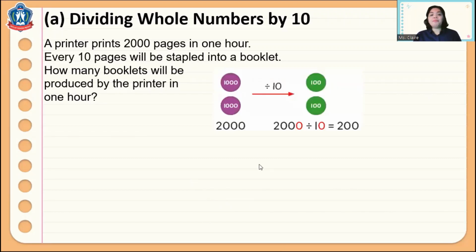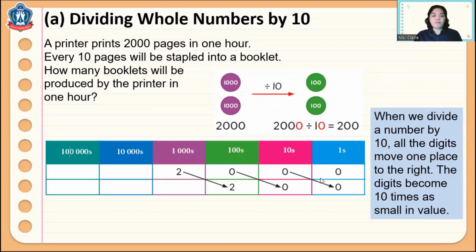Take a look here. So 2,000 we divide by 10, it becomes 200. What have you observed, children, here? Observe here, our 2,000 has 10, the red one, and the answer is 200. So we just omit or delete 10 from the 2,000 and it becomes 200.